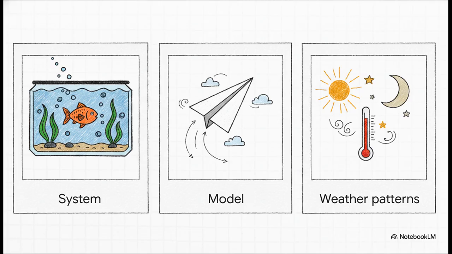First up, an aquarium is a perfect system. You've got the fish, the green plants, the water chemistry, and the filters, all working together to sustain life. Second, a paper glider is a fantastic model. When you fold a paper airplane, you're creating a simplified model to simulate a real airplane wing and study how lift works. Finally, daily temperature cycles are a pattern. The way temperatures rise in the day and fall at night allows meteorologists to confidently predict tomorrow's weather. You see, systems, models, and patterns, they are literally all around you.